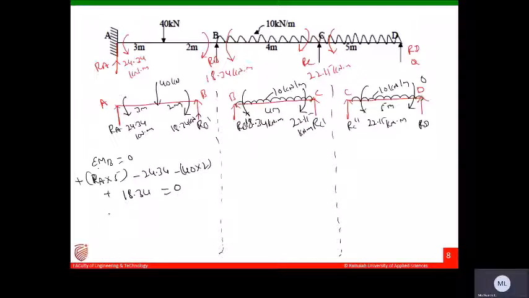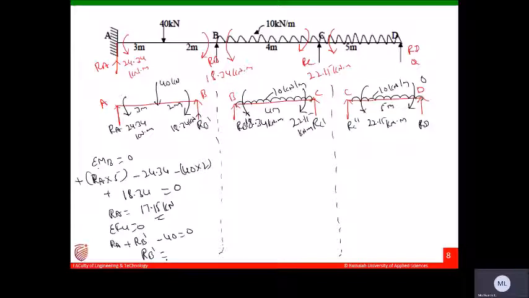Then RA equals to 17.15 kilonewton you will get. Okay, now use sigma Fy equals to 0. RA acting upward, RB dash acting upward, minus 40 equals to 0. Then substitute what is RA here. Let us find out RB dash.